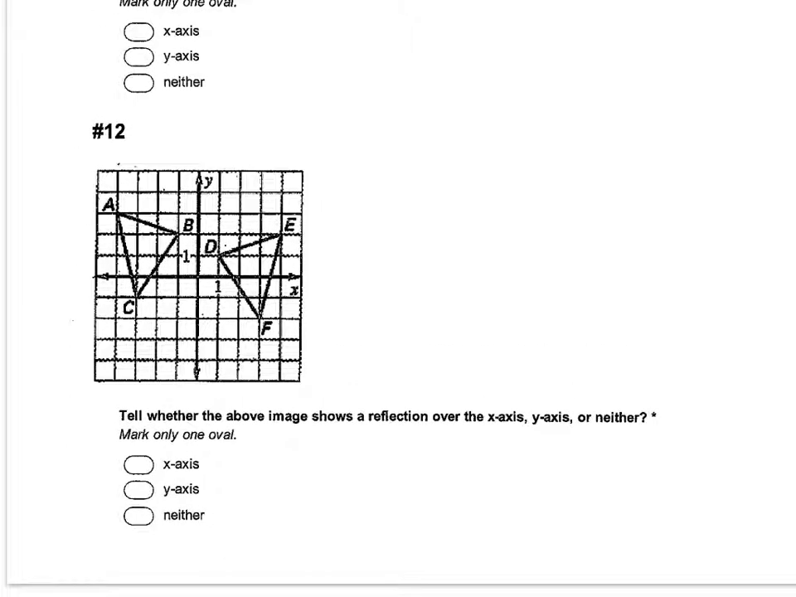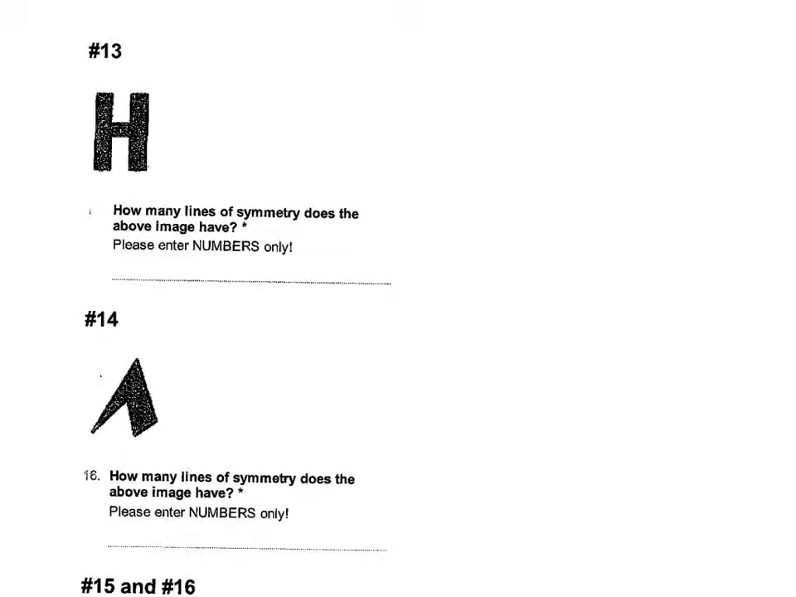Okay, number 13. How many lines of symmetry does this image above have? Again, just give us a number. For example, if you tell me it's 27 lines, just put 27. Don't put the LOS for lines of symmetry. All right, so how many lines of symmetry are there for this H?